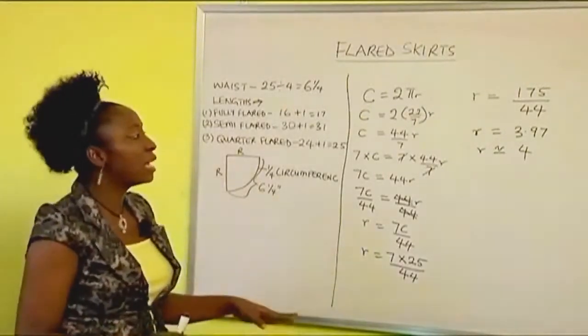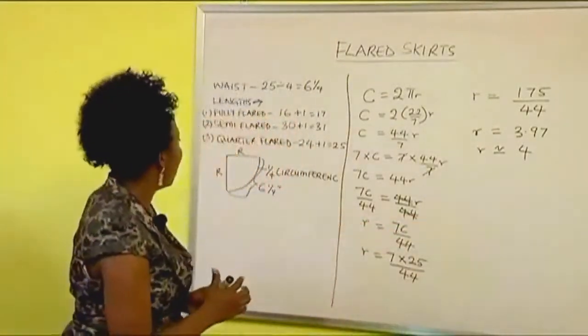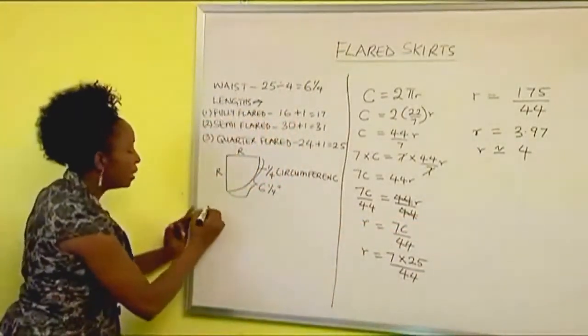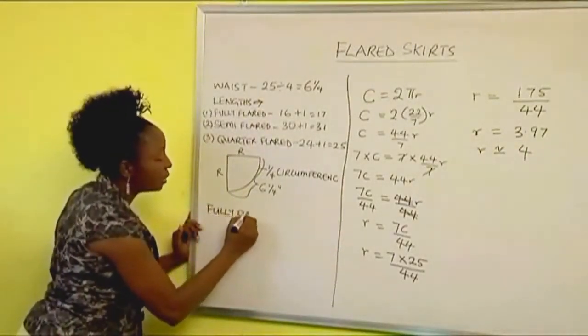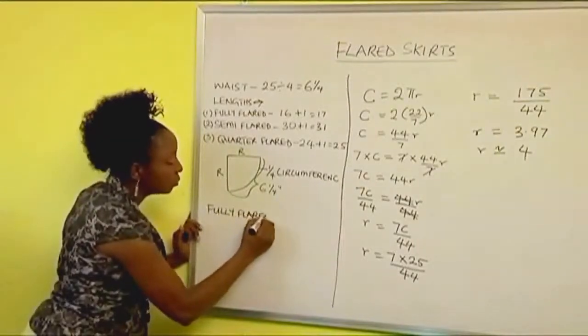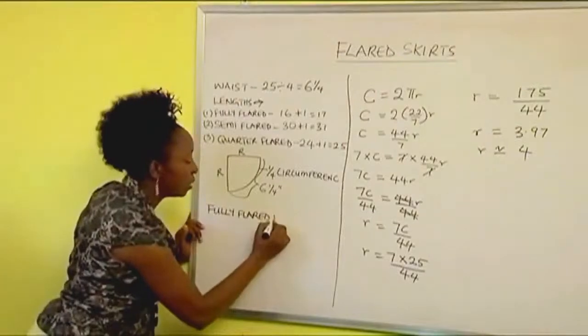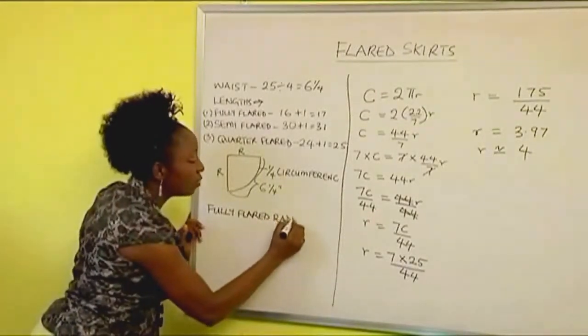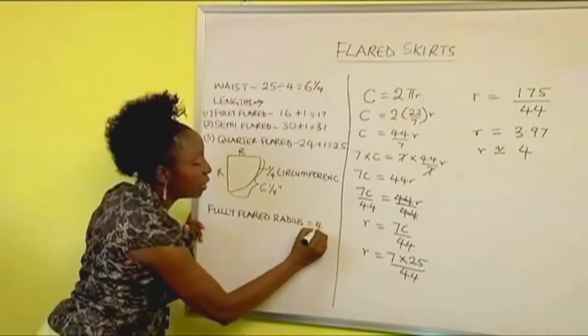So now that we have already calculated our r, this is 4 inches. So if you look at it very well, for our fully flared skirt, our fully flared radius is 4 inches.